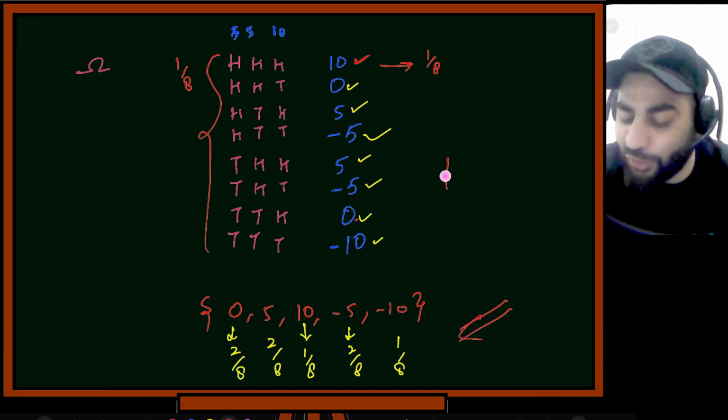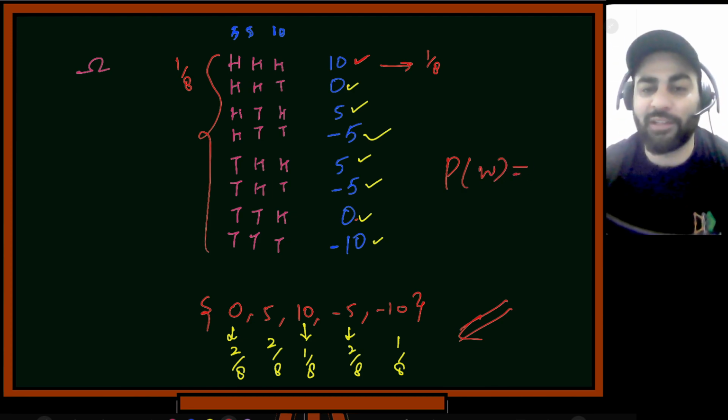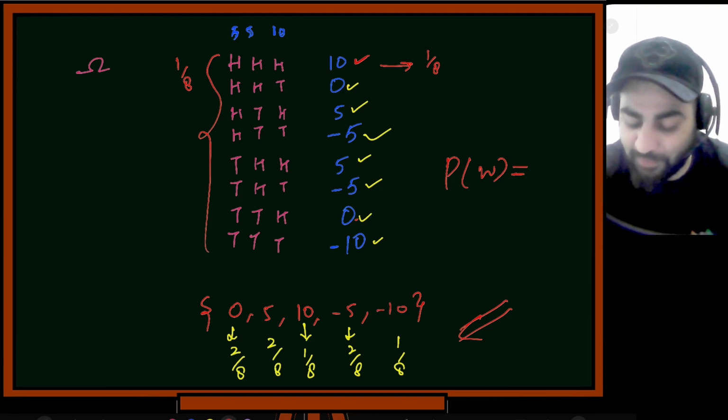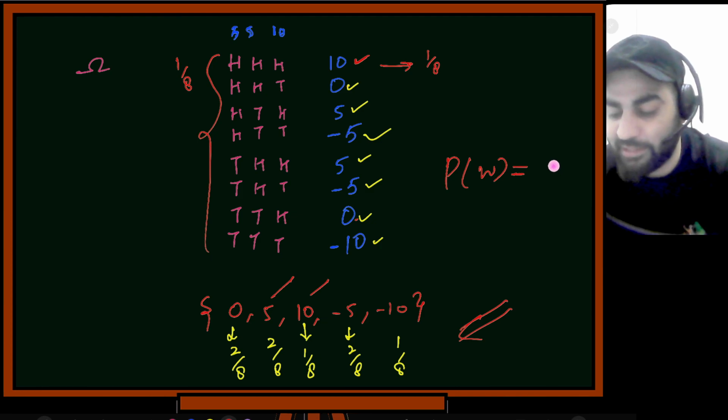Now what's the probability of winning? So all of these events are disjoint. Okay, so now we can add these probabilities over here. So what is the winning probability? This and this. So winning probability basically is 3 by 8.